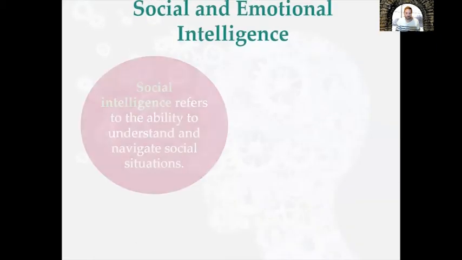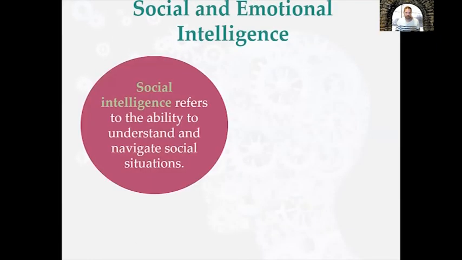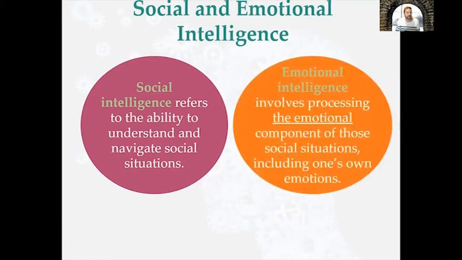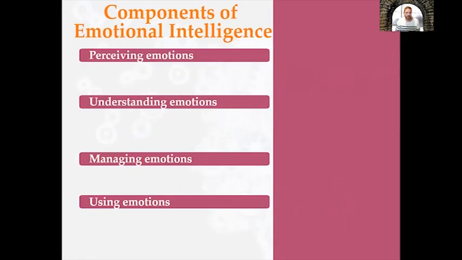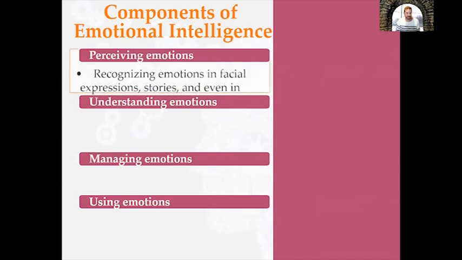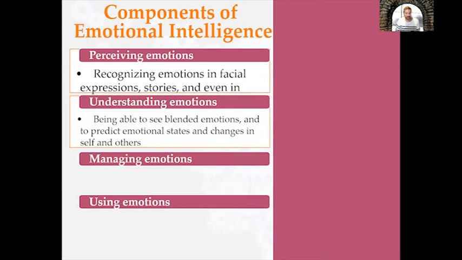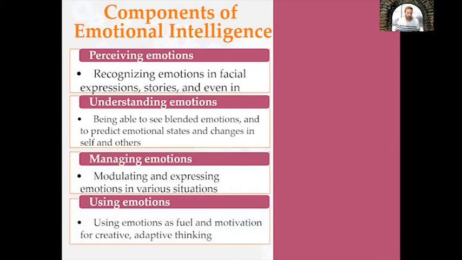And social and emotional intelligence. Social intelligence refers to our ability to navigate social situations, whereas emotional intelligence is processing the emotional components of those situations and knowing our own emotions as well as those of other people. The components of emotional intelligence are perceiving, so recognizing facial expressions; understanding emotions, so being able to see blended emotions and predict emotional states; managing emotions, so basically being in control of our own feelings and not overreacting; and using emotions as fuel for motivation.